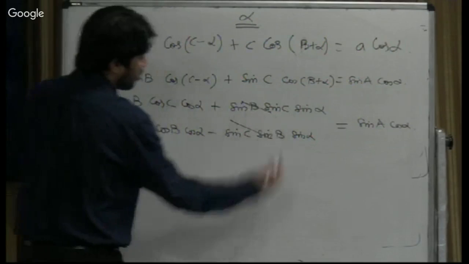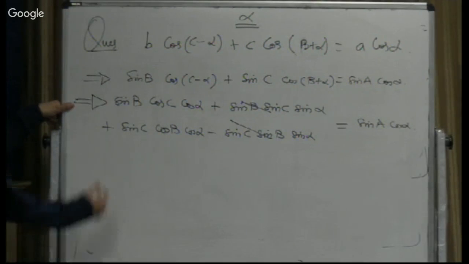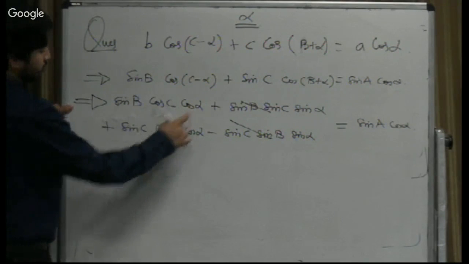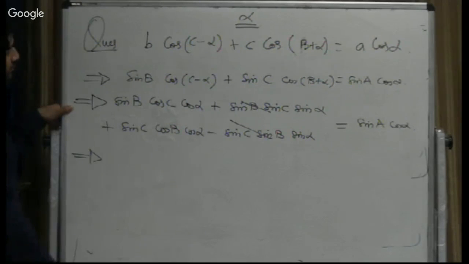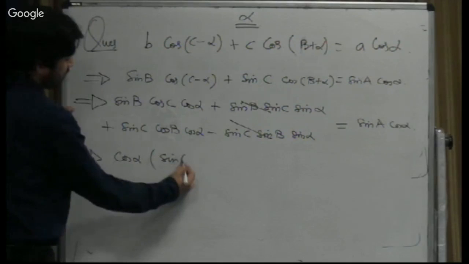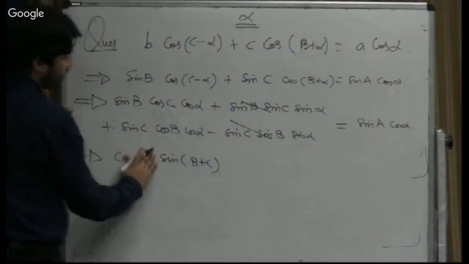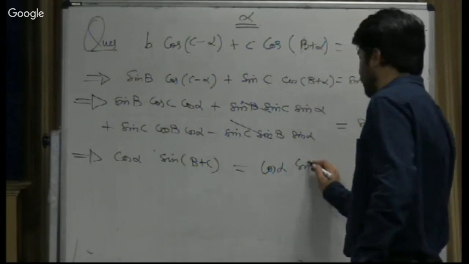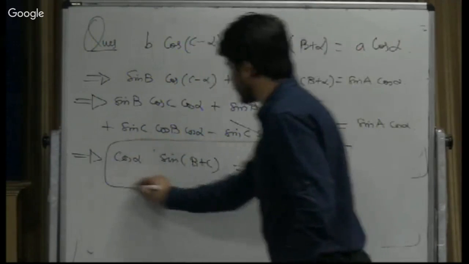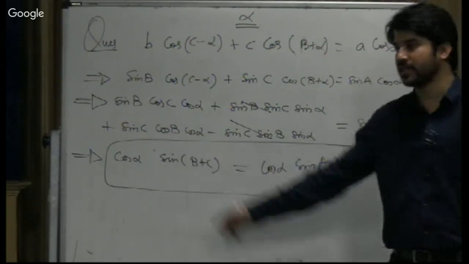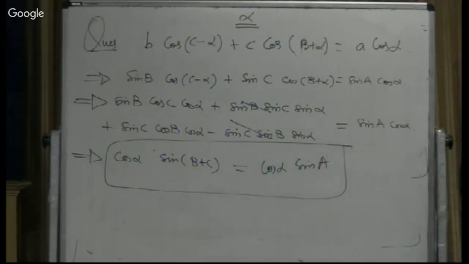This and this gone. बचा क्या? क्या है कॉमन? cos अल्फा और बेसिकली ये है sin(B plus C) विच इज इक्वल टू राइट साइड में cos अल्फा sin A. ट्रू है क्या? लेफ्ट साइड इज इक्वल टू राइट हैंड साइड. Yes, because B plus C is basically sin A. Clear? एक तो ये मेथड था.